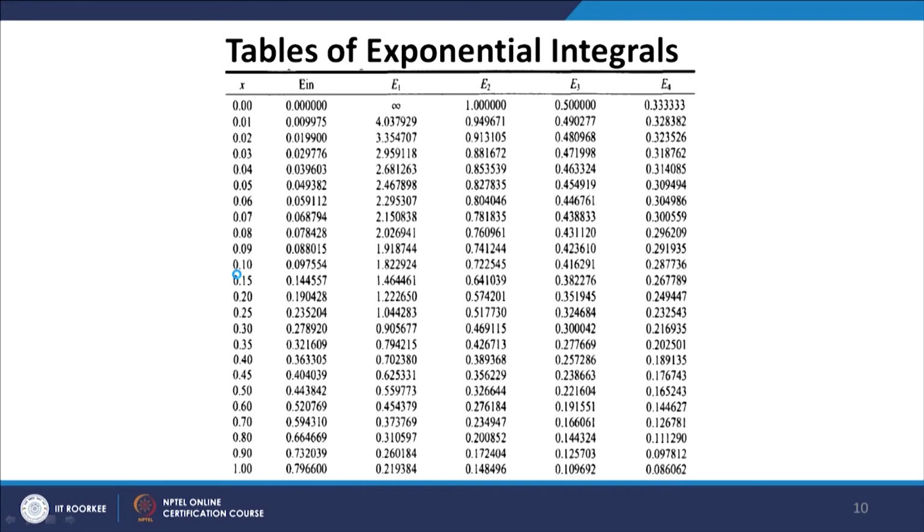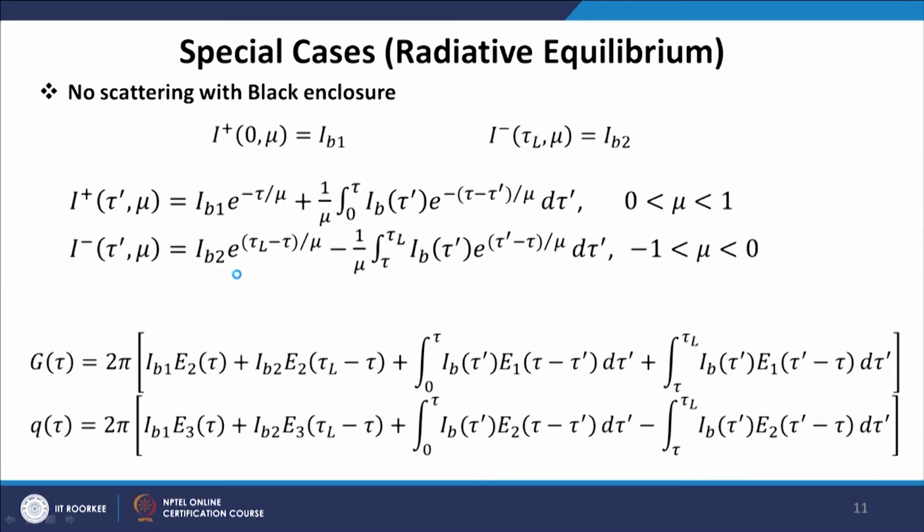As I said, these integrals are tabulated for different values of x. I have given a truncated table. This table is taken from Radiative Heat Transfer by M. F. Modest. So, up to 4th order exponential integrals have been given. So, E1 is exponential integral of order 1, E2 second order, third order and fourth order, and so on. So, this table is available at the back of the textbook, and can be used to solve the radiative transfer equation.